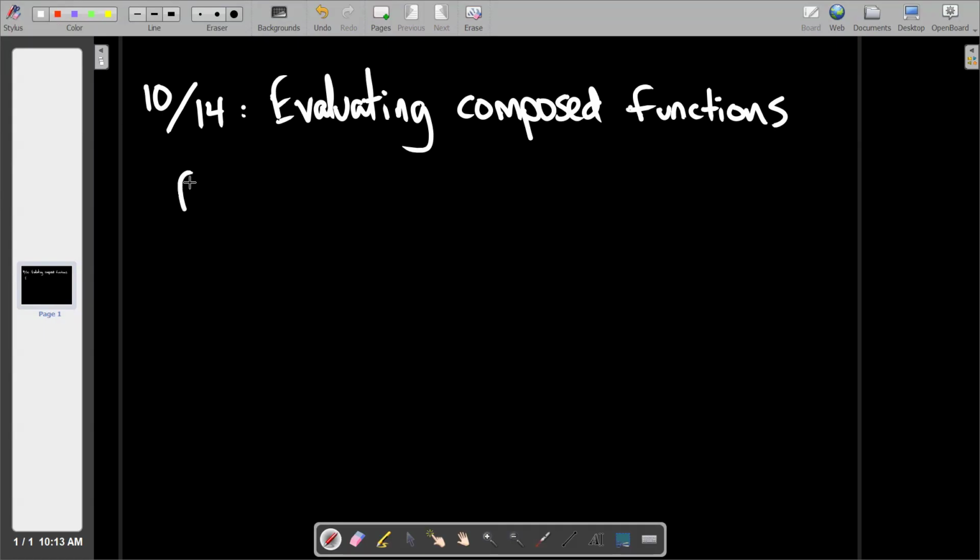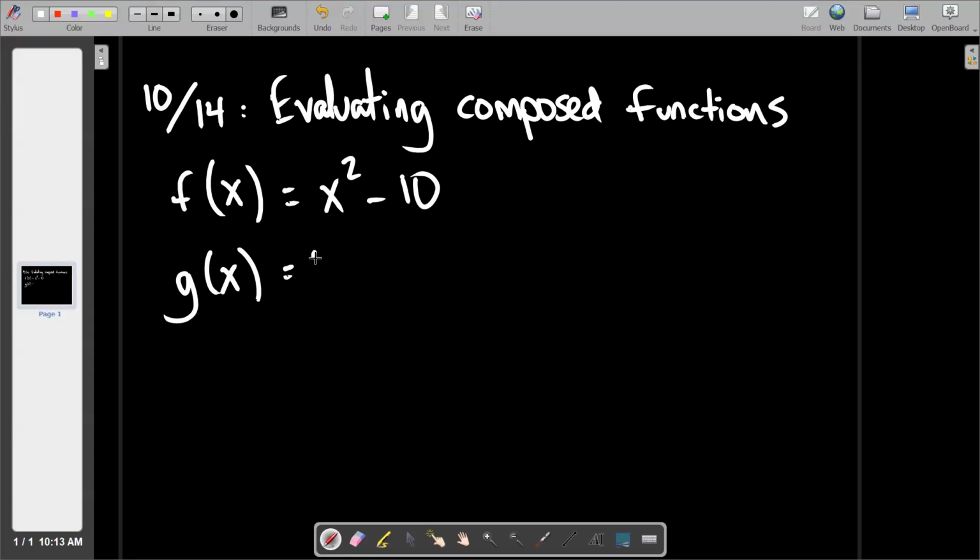So we're going to have two functions up here. The first one, his name is f. He's a function of x, and he's a square and take away 10 guy. The second function, his name is g of x, and he's pretty boring. He's a doubler and then add 3 kind of guy. So these two functions are going to play together in the same problem.